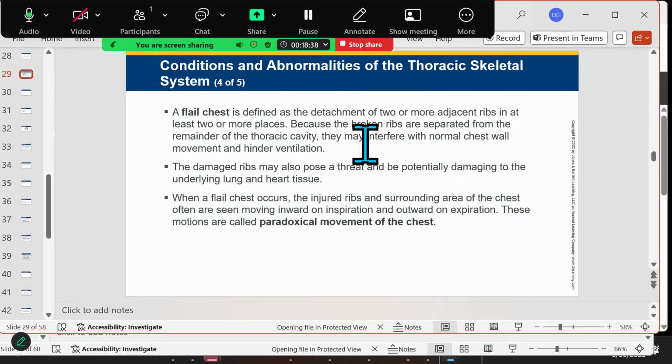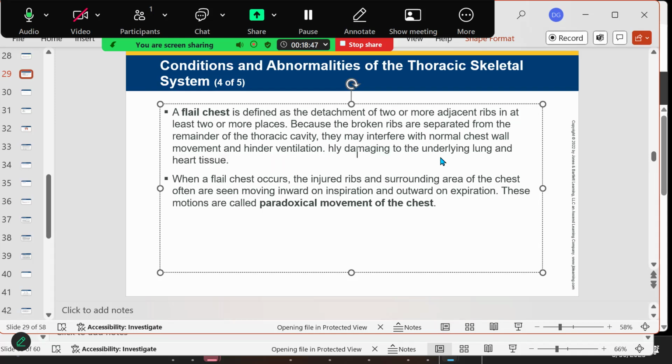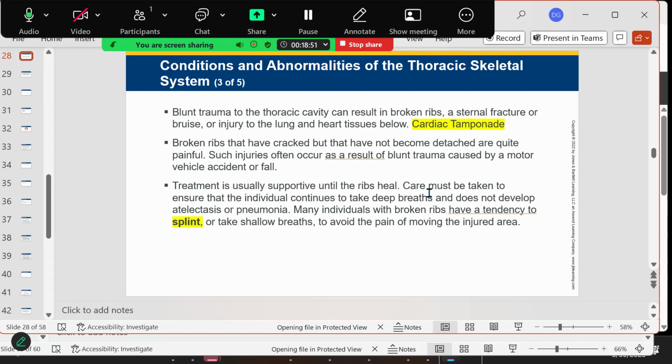Flail chest, you definitely need to understand. We've got 3 or more ribs broken in 2 or more places. Let me type that up for you. 3 or more ribs broken in 2 or more places.